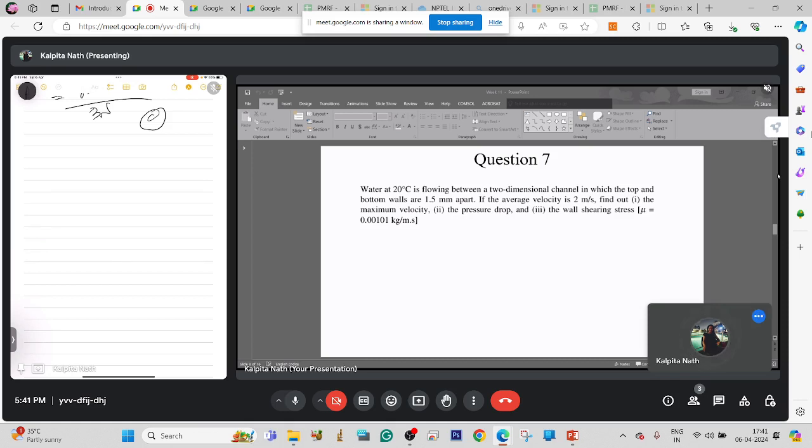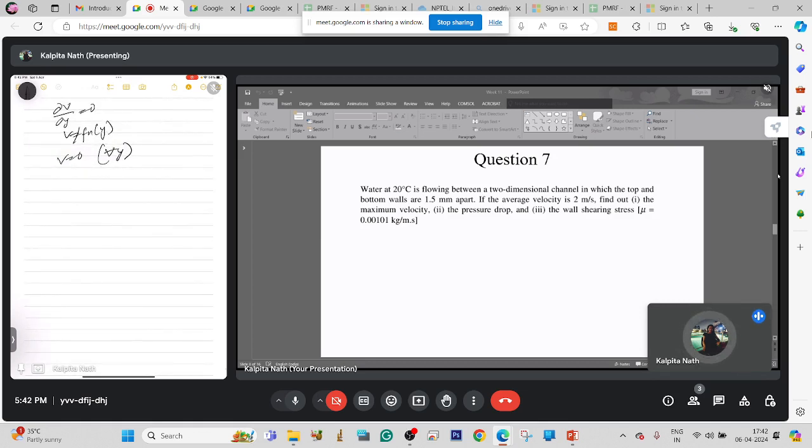Let's start with the solution. First of all, we have considered fully developed flow, right? So first of all, we'll start with the continuity equation. So del u del x plus del v del y is equal to 0. For fully developed flow, obviously del u del x is equal to 0. So that determines del v del y is equal to 0. That means v is not a function of y, and v is equal to 0 at y equal to minus h and plus h. So v is equal to 0 for all y.